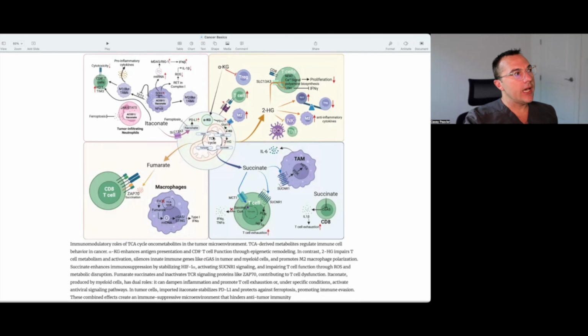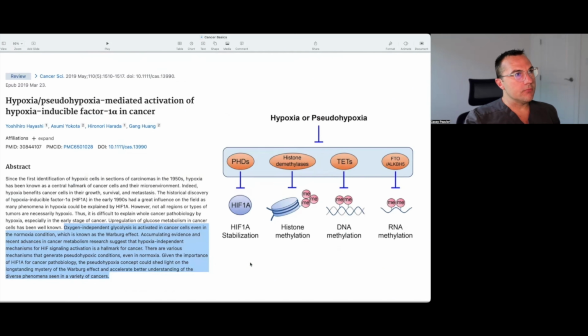Here's another slide looking at how the same metabolites, itaconate, fumarate, succinate, and we'll look at others in the next couple of slides, can modulate the immune system and change it from being able to detect cancer to being not able to detect cancer, or in an immunosuppressive state that leads us not to have the same effect from our innate immune system or our natural immune system, or even having effects on immunotherapies as well. Next, I'm going to zoom in on something called pseudohypoxia.